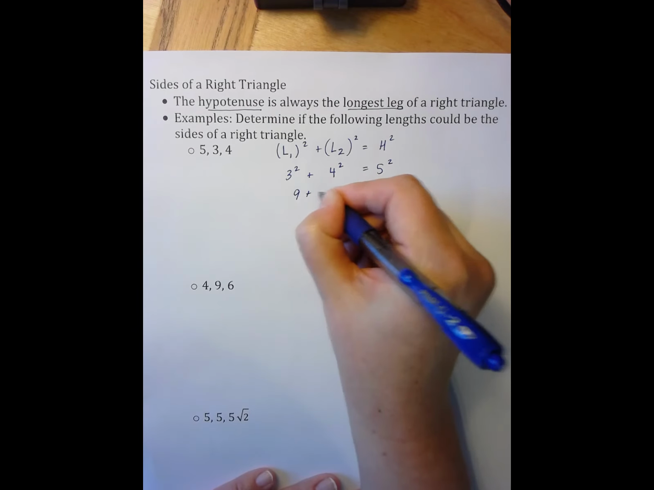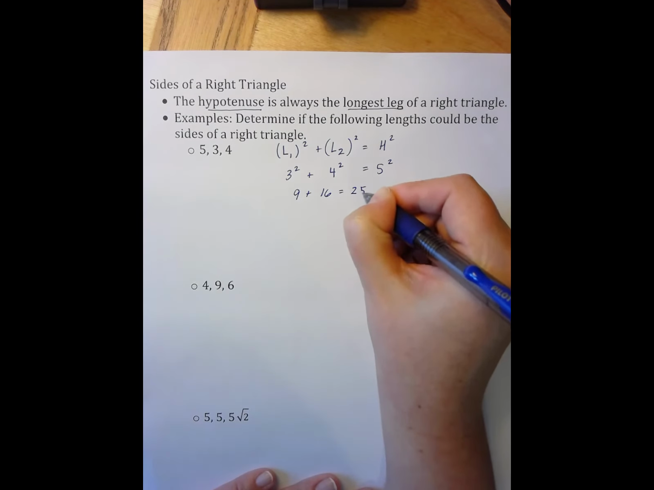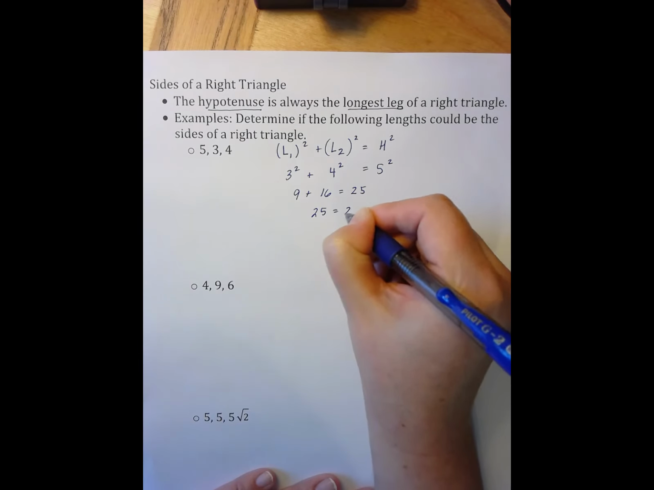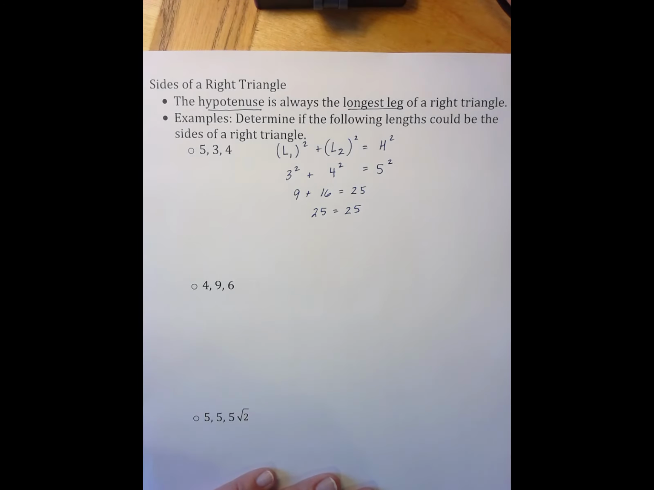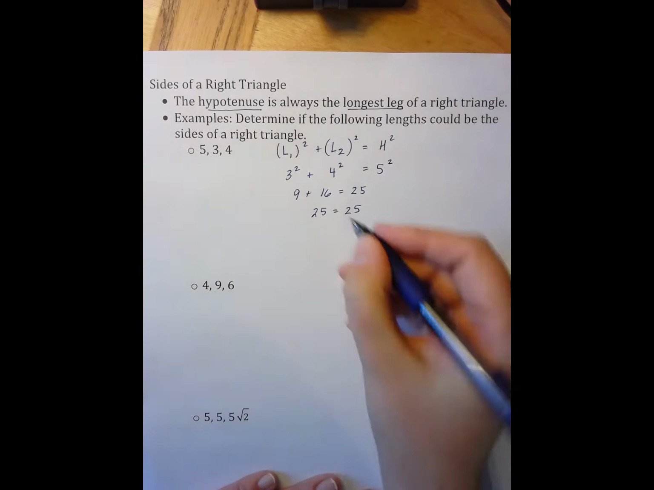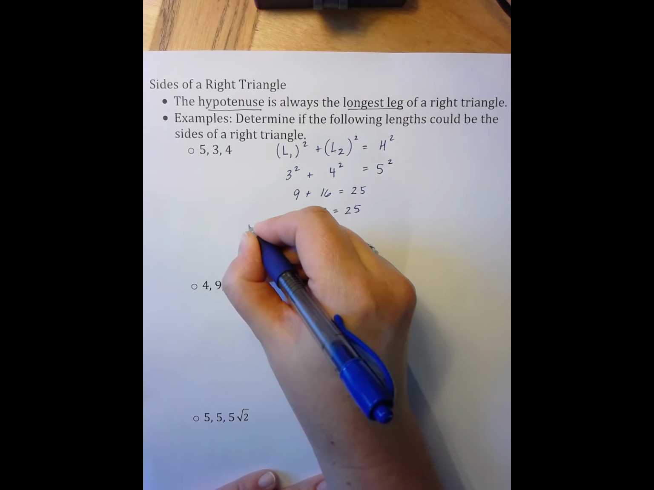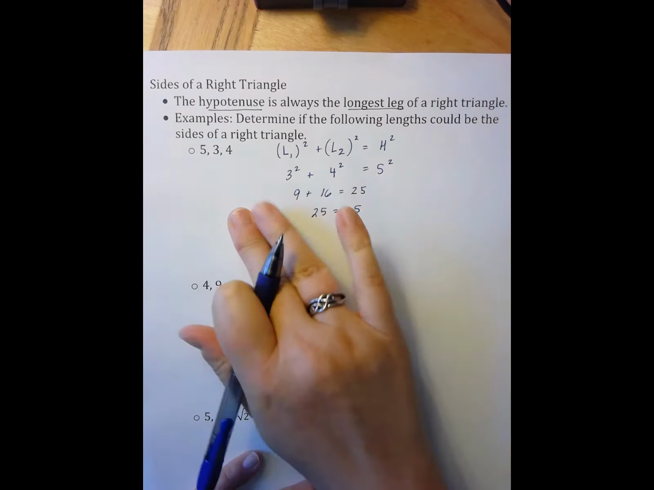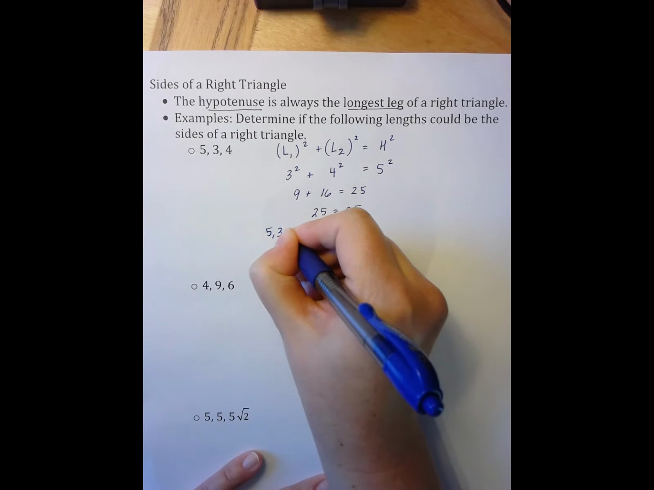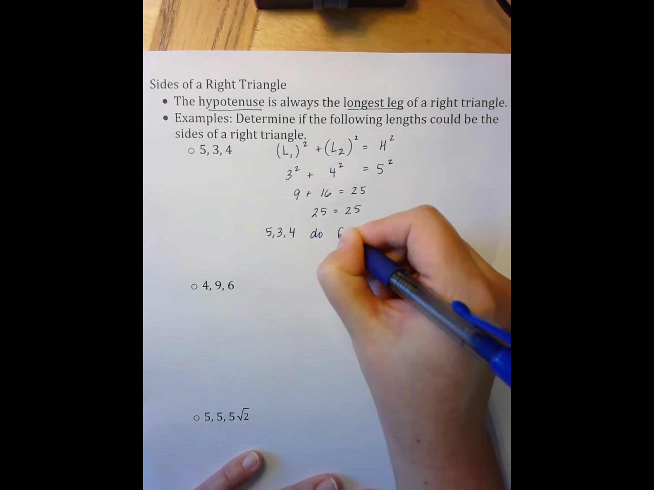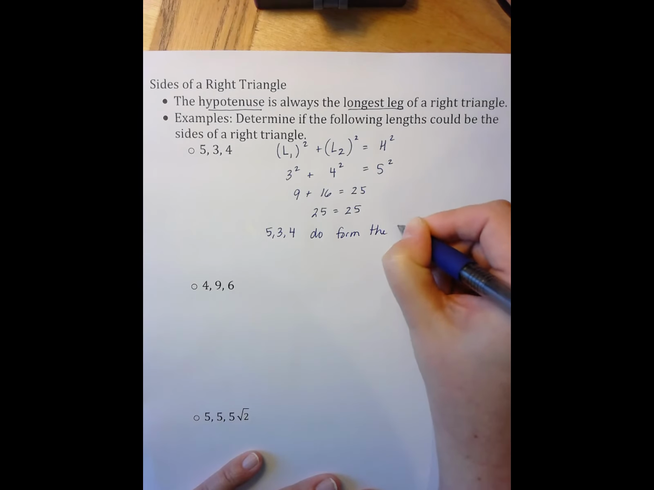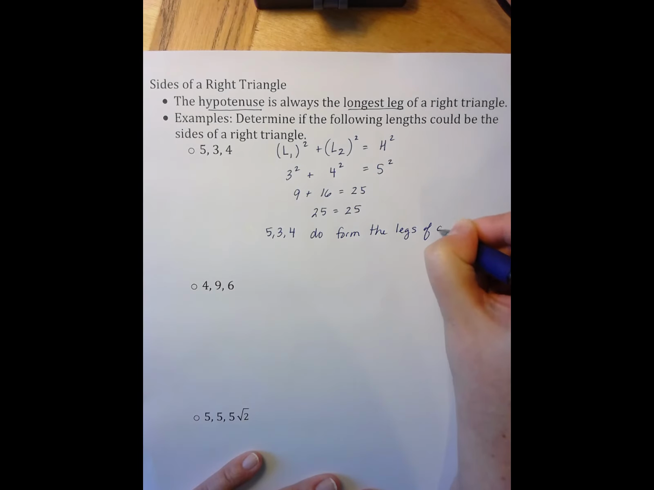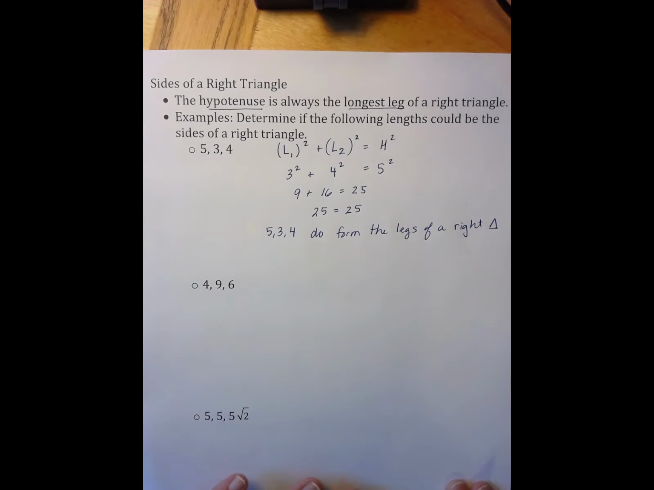I've got 9 plus 16 equals 25. 25 equals 25. So this is true. These are the legs of a right triangle. So we would say 5, 3, 4 do form the legs of a right triangle. So let's look at a second example.